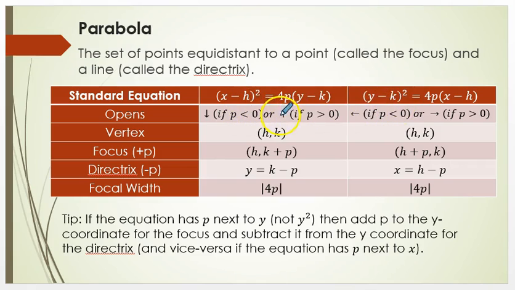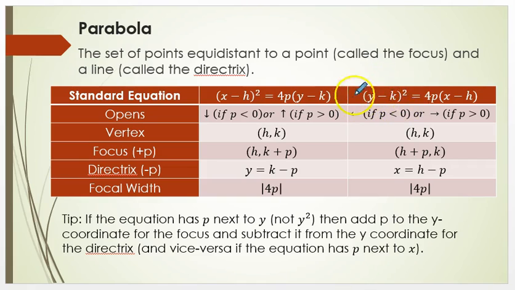So to distinguish between the up and down case and the left and right case, you'll be looking at which variable is squared. So if it has an x squared in it, but a y to the first power, it's an up or down one. And between those two cases, you'll be able to identify by looking at the p-value. If that number is negative, it's the down case. If that number is positive, then it's the up case.